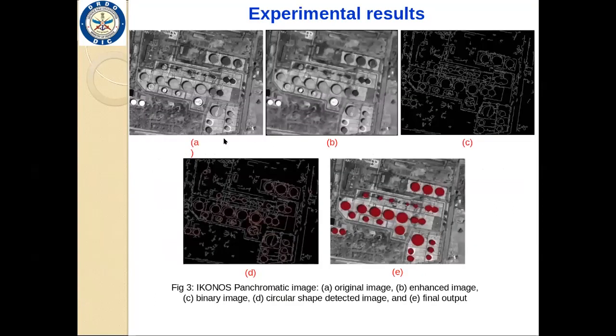Here is a result. This is the Ikonos panchromatic data. Now this is the original image and this is the enhanced image. After applying the enhancement, the binary operation is this. If we apply a Canny edge operator, it is not an edge operator result. We are clustering this.